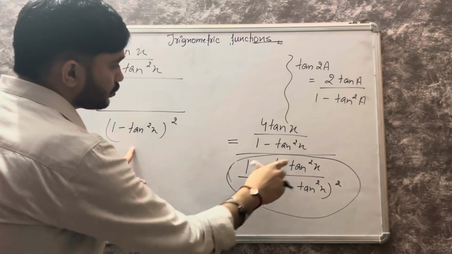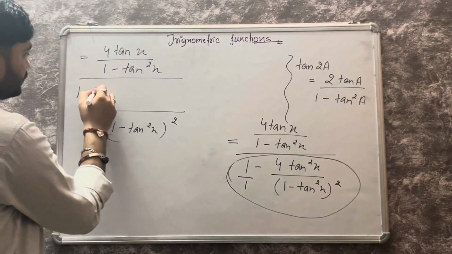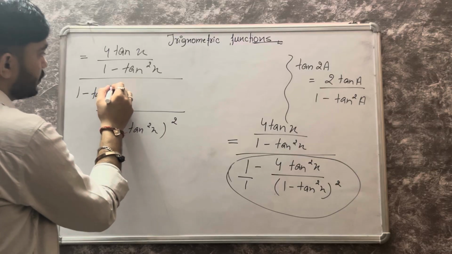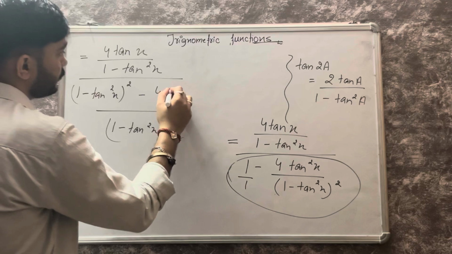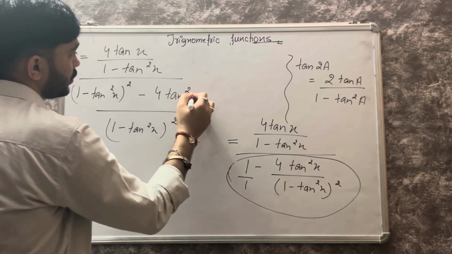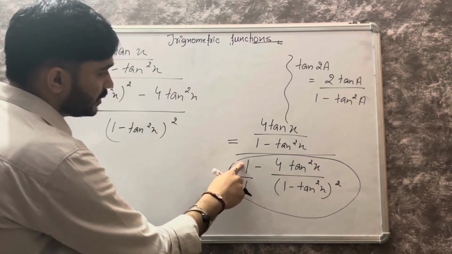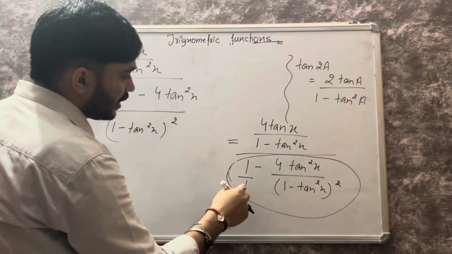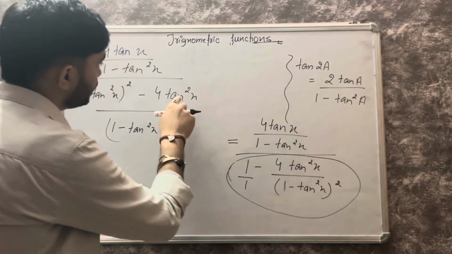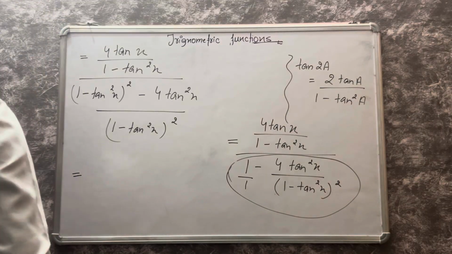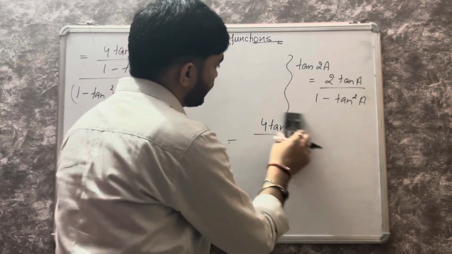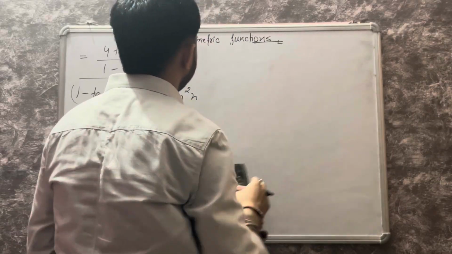We are going to cross multiply. That is 1 minus tan square x whole square minus 4 tan square x. Because this multiplied by this, we will get this term, and 1 multiplied by this, we will get this term. Any doubt? Now on to the next thing. What will be our next step?